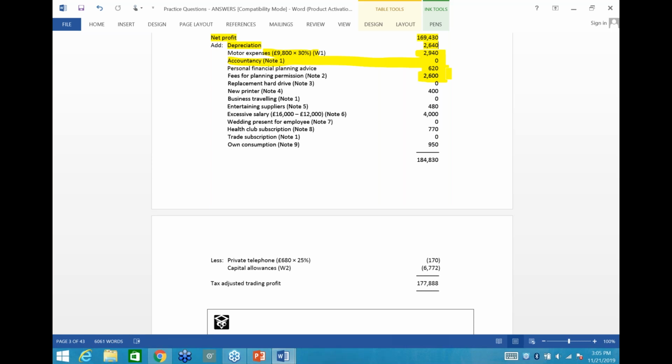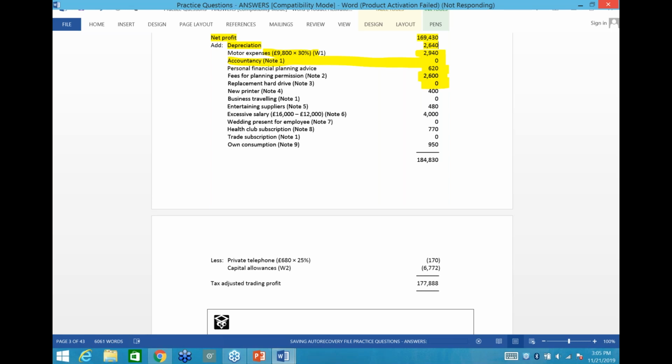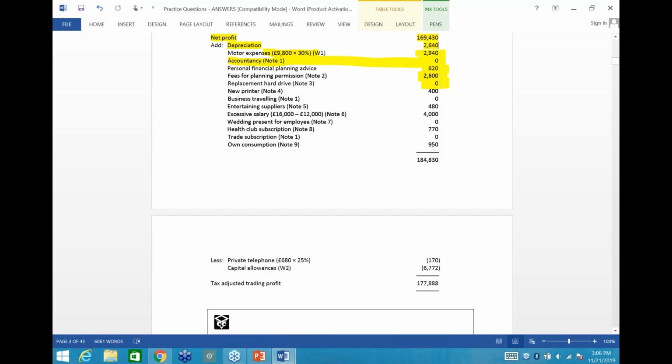Here, he has replaced the hard drive of the shop's computer. He hasn't replaced the whole computer, only the hard drive has been replaced. Therefore, that 270 pounds is an allowable expenditure. No adjustment is required. Allowed for both accounting and for tax purposes, no adjustment is required in such situations. Then he has bought a new printer, which is a capital expenditure. Therefore, it is not an allowable expenditure. However, this new printer qualifies for capital allowances under plant and machinery.